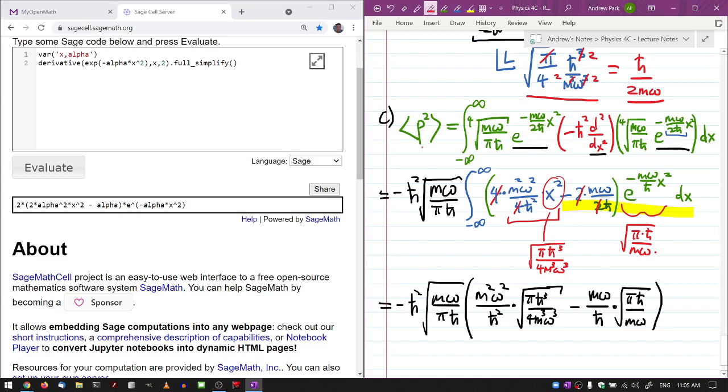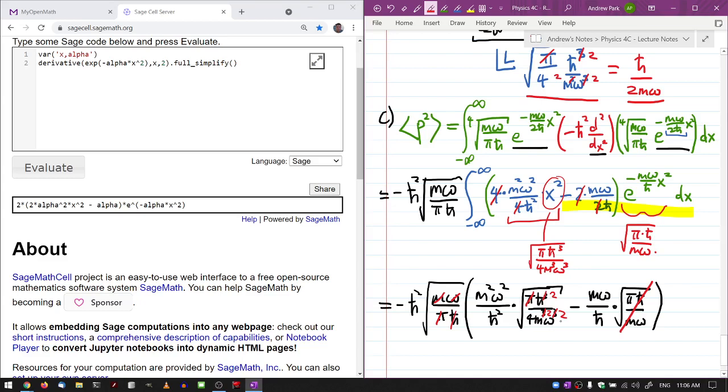Yeah, this leading term does a lot of good cancellation. So I can see this entirety cancels this entirety. Let me just make sure I do this cancellation right. m cancels out one factor of m, omega cancels one factor of omega, h bar cancels one factor of h bar, pi cancels out pi. Good. So I have square root of h bar over 2m omega squared.